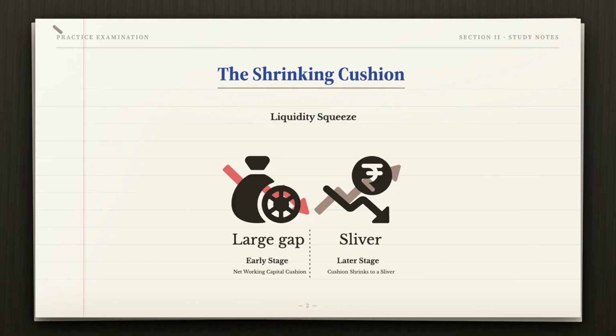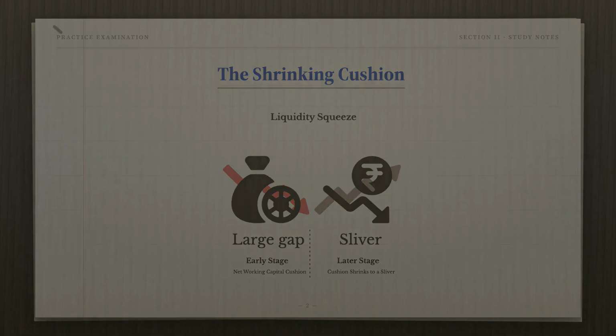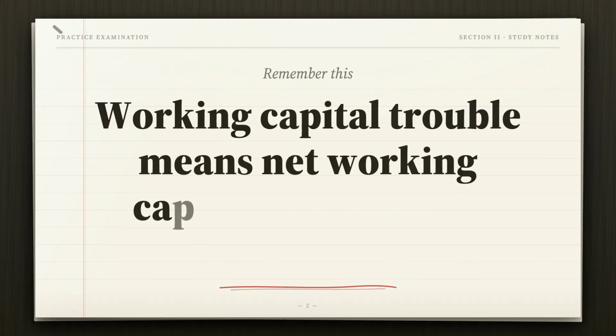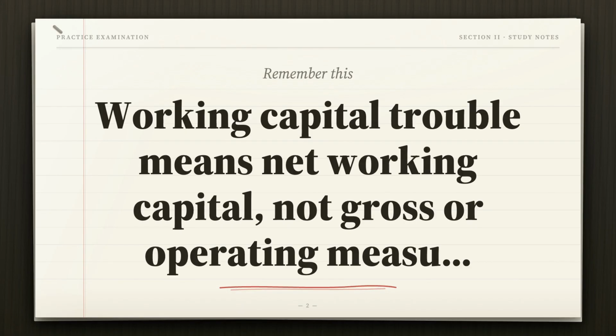Picture a company whose current liabilities have grown steadily until they nearly equal its current assets. Its net working capital has shrunk to a sliver, leaving it one slow collection or unexpected expense away from being unable to pay what it owes. Common business language about working capital trouble is really language about near-term liquidity, captured by current assets minus current liabilities. That's net working capital, and it's the number that makes the danger visible.